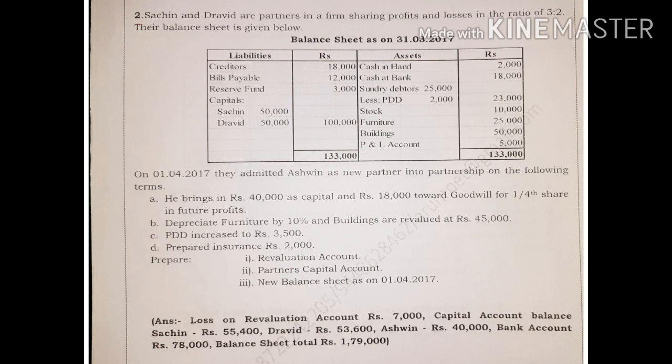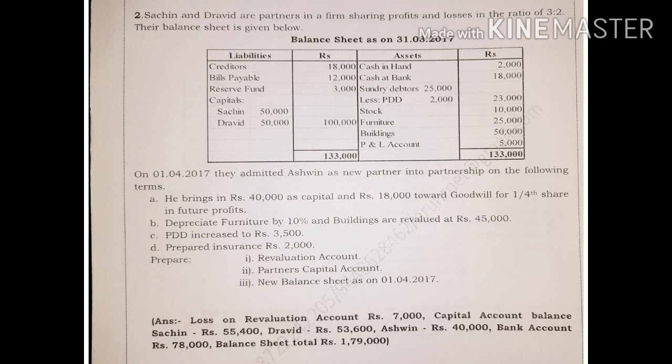First one, creditors. How much? 18,000. You know that creditors are a current liability. So where to record current liability? Directly in the balance sheet liability side. Okay. Next, bills payable. Bills payable is also a current liability, so directly we have to record it in the balance sheet. In a pencil, make note of these things. Creditors, balance sheet. Bills payable, balance sheet.